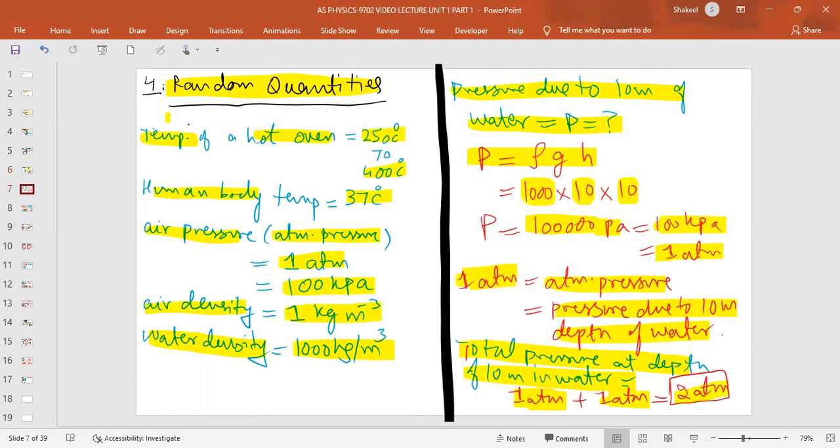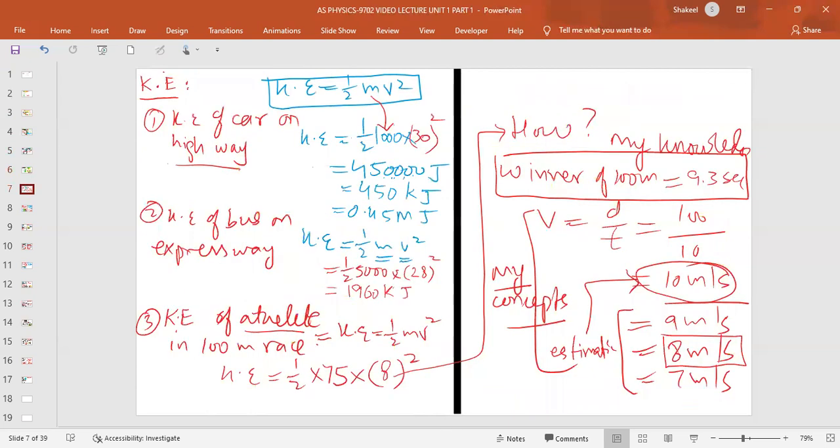Okay, let's move forward now to kinetic energy. You know kinetic energy is half mv square. So this is actually the prediction and equation based estimations. You need to tell the kinetic energy of a car on highway. So you'll say, okay, we know the formula and we have to estimate the mass as 1000 and we estimate the speed as 30 meter per second.